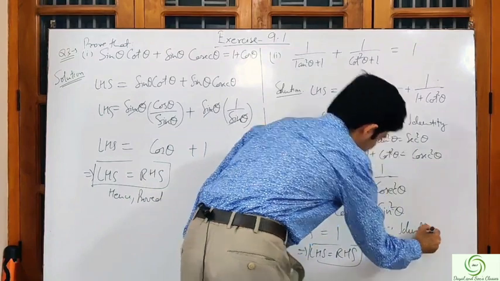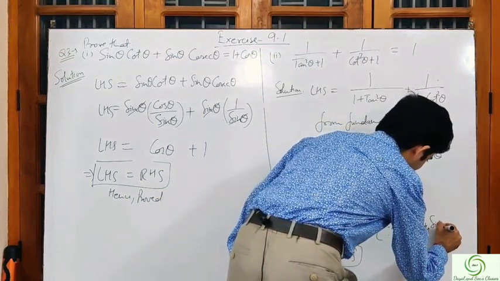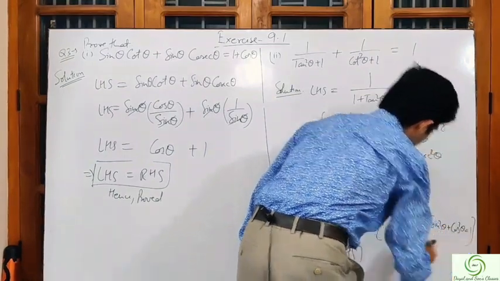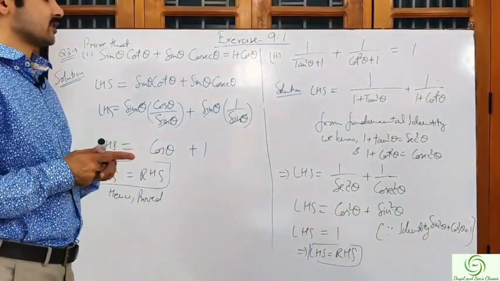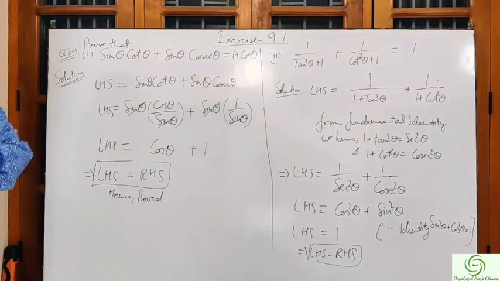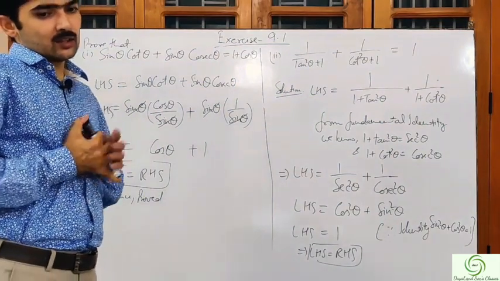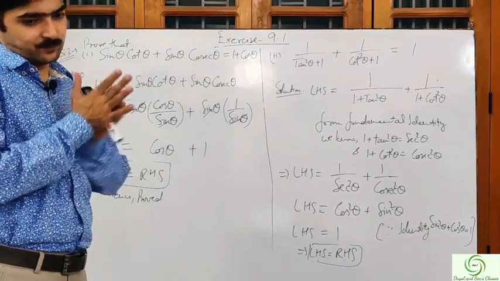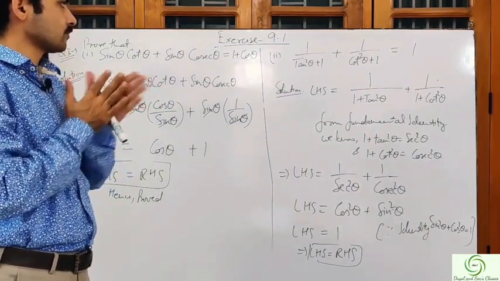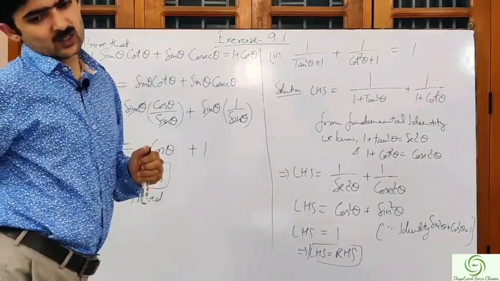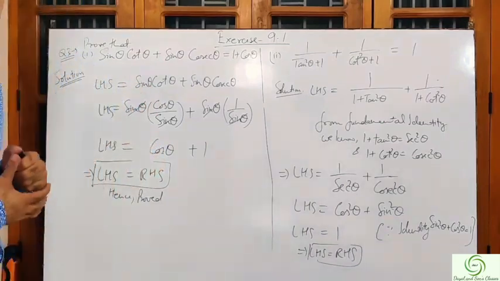Identity: sin square theta plus cos square theta is equal to 1. This is our identity, sin square theta plus cos square theta is equal to 1, hence LHS is equal to RHS. I hope it is clear.